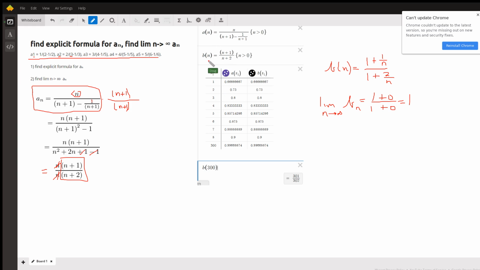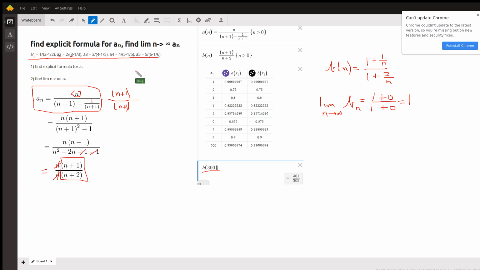Over here, we can confirm that that's what's happening with this table on Desmos. They give you decimals here, but here I did b of 300, and you see it's 301 over 302, n plus 1 over n plus 2.